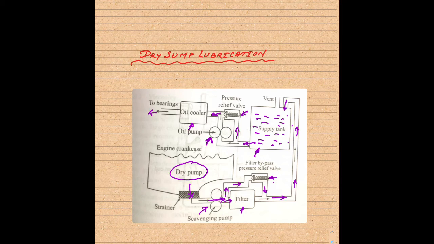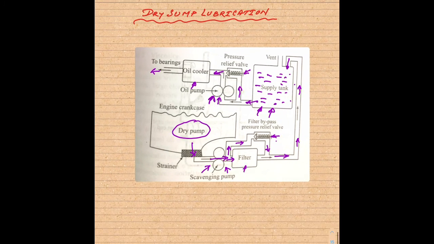Here we have two pumps. This is an oil feed pump, this is an oil scavenging pump. The scavenging pump draws oil from the engine, and the oil pump passes fresh oil to the engine, and the storage tank is outside of the engine. We do not have any sump inside the engine. That is why it is known as the dry sump lubricating system.